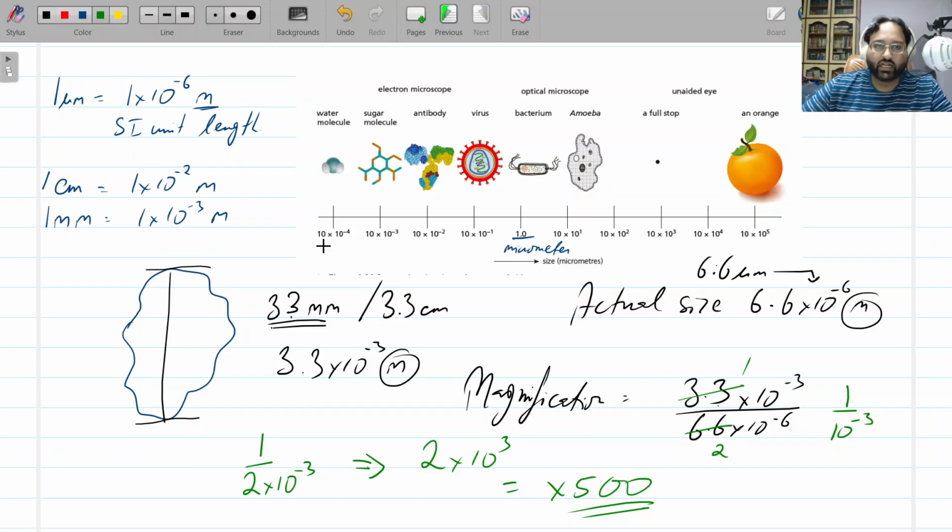It doesn't become 2 into 10 to the minus 3. This is the mistake I made. It becomes 1/2 into 10 to the power 3. So the power is moved to the numerator to make it positive, and that's basically half times 10 to the power 3. So that is your magnification. Whatever cell you were observing was 500 times larger than what it actually was.